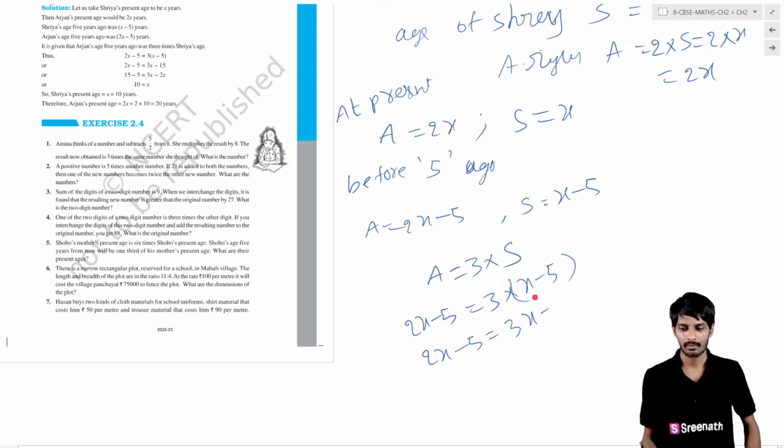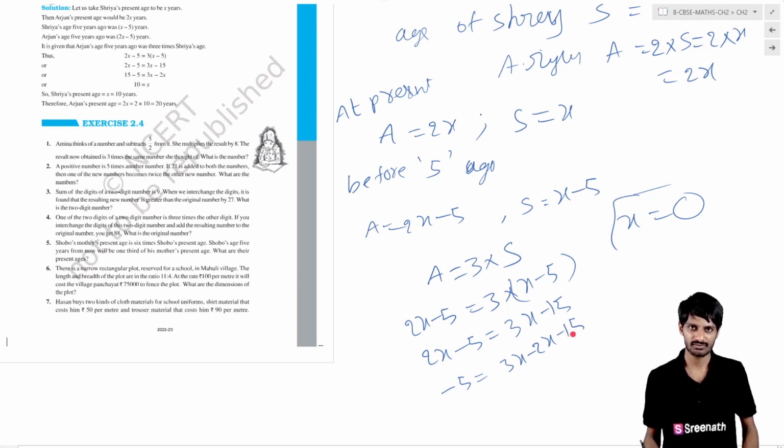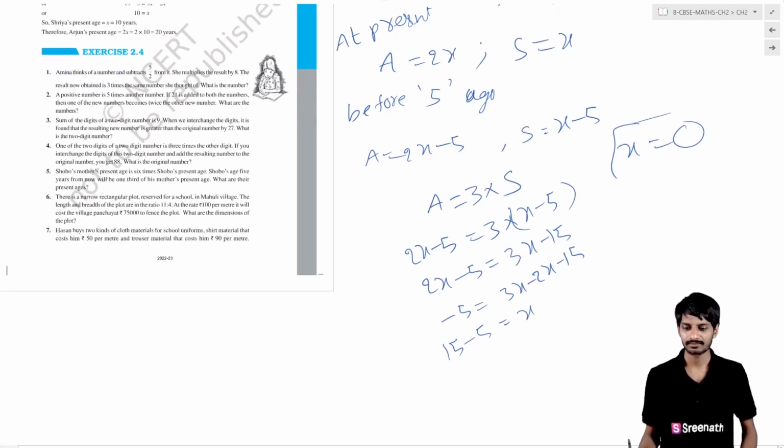3 into x, 3x minus 3 fives are 15. So how will you solve it? The final aim is x on one side, remaining on the other side. If you take 2x to this side, here it is plus, so whenever you take it to this side, it becomes minus. So 2x minus 5 equals 3x minus 15, that is, minus 5 equals 3x minus 2x minus 15. Now what will you do? Here it is minus 15, it is subtracting, so whenever we shift to the right side, it will change its sign. So plus 15 minus 5, that is equal to 3x minus 2x, means x. So finally 15 minus 5 means 10, that is equal to x.